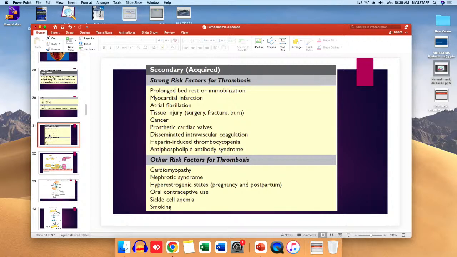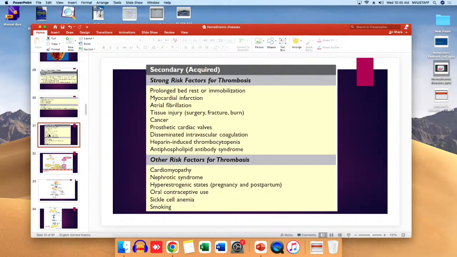Also, always remember cardiomyopathy and cardiomegaly. When we have enlargement of the heart, this is a good source of thrombi. Why? Because when we have a dilated heart, the blood inside of the heart can thrombose, coagulate, and lead to thrombi formation. This is very important. Atrial fibrillation increases risk of embolization. Always remember, these are thromboemboli.